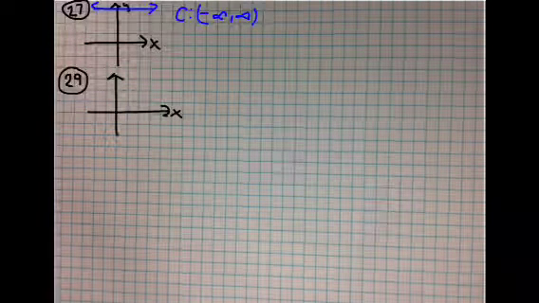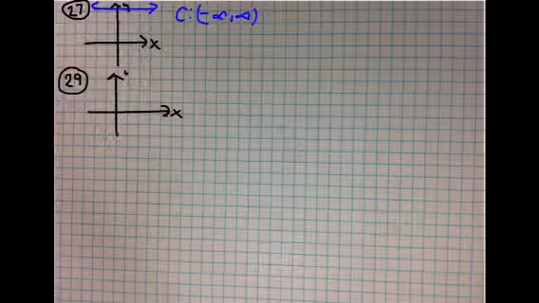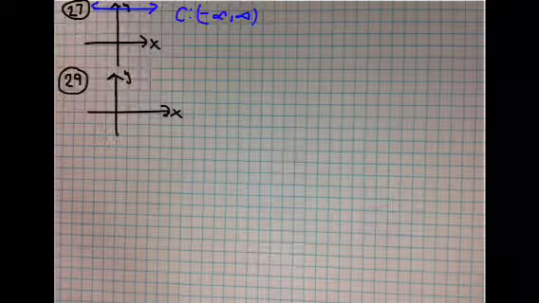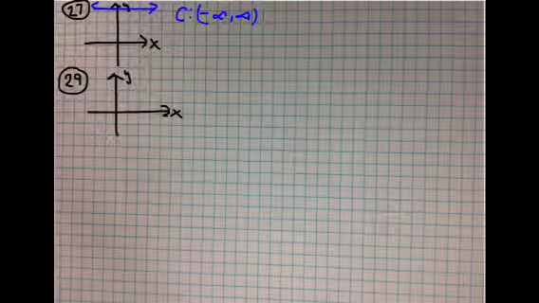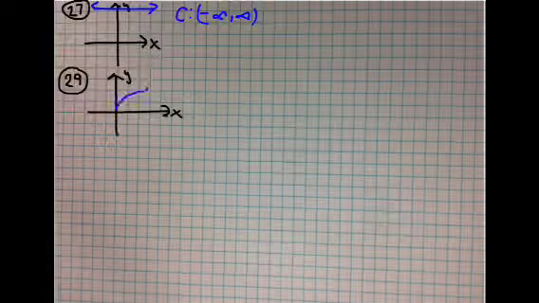Okay, for number 27, it's f of x equals 3, so that's the same as saying y equals 3. So it's a horizontal line on y equals 3. So this one would be constant from negative infinity to infinity. Okay, so this one, 29, is f of x equals x to the 2/3. You put it into a graphing calculator, and the graph turns out something like this.